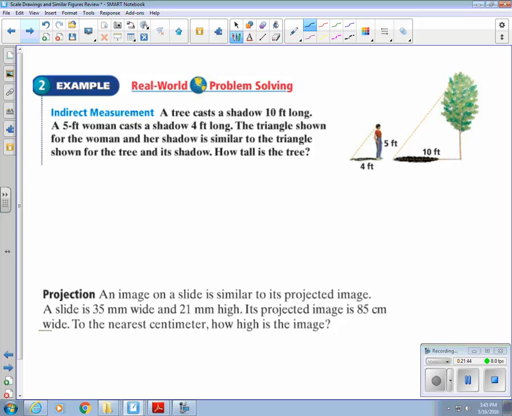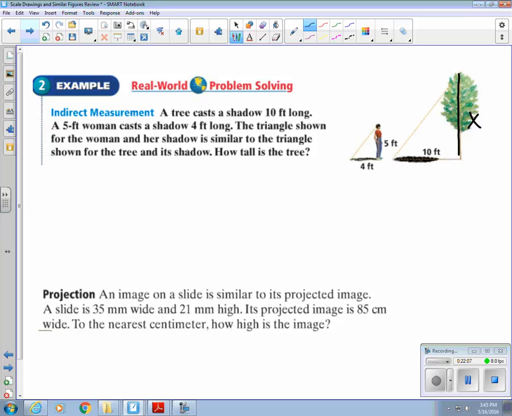So a tree casts a shadow 10 feet long. A 5-foot woman casts a shadow 4 foot long. The triangle shown for the woman and her shadow is similar to the triangle shown for the tree and its shadow. So how tall is the tree? Basically what they're asking us to do is find this value here. How tall is the tree? That part of the triangle, okay?